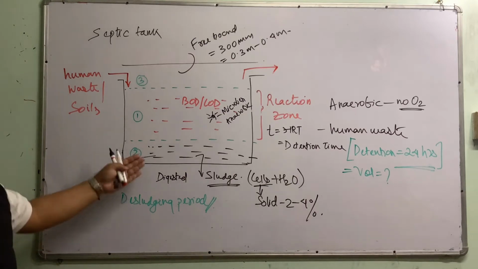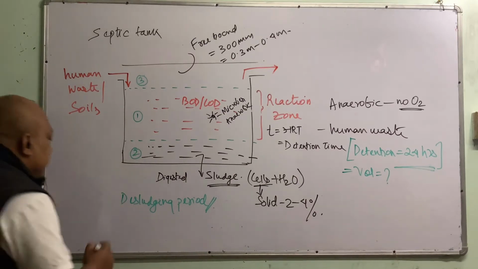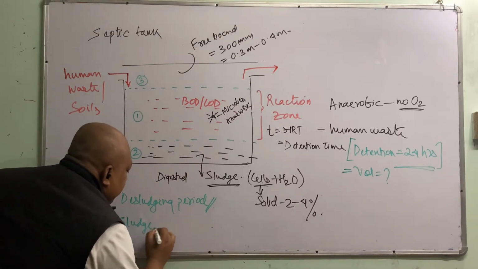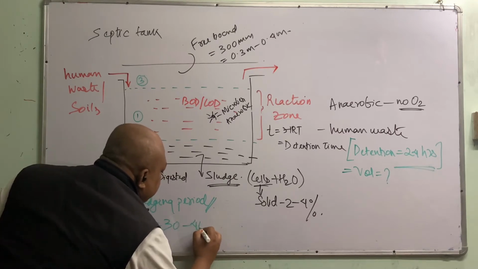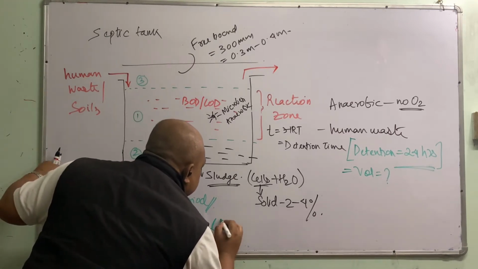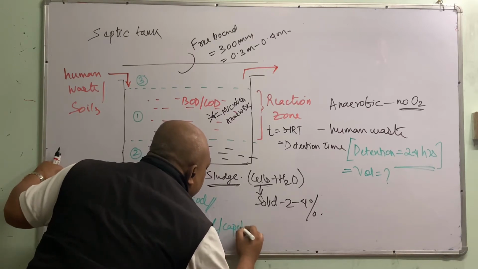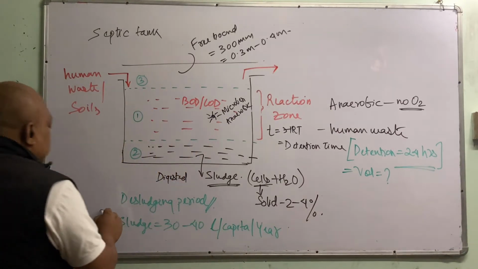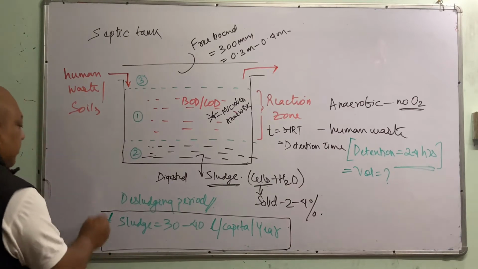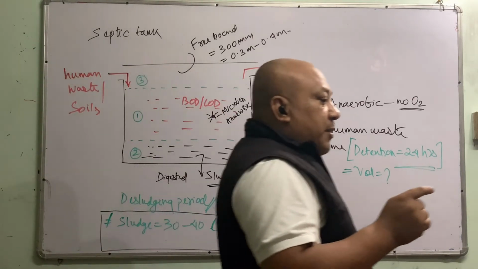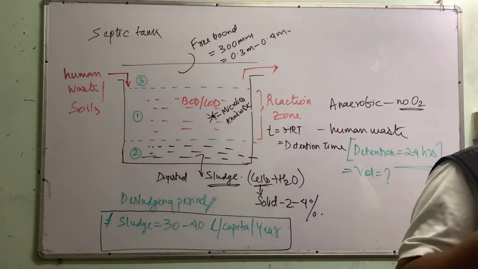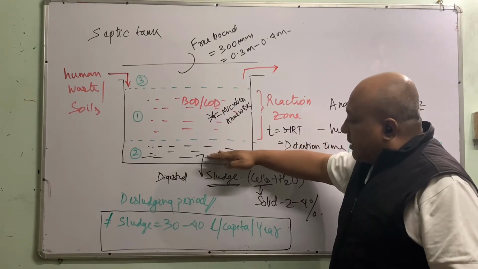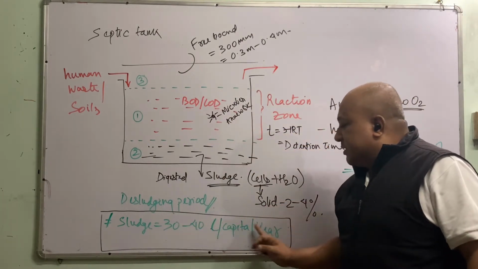But how do you know how much sludge is coming? It is maintained that the sludge is around 30 to 40 liters per capita per year. Please note it down. These are certain points which you have to note down. Every human who uses a toilet produces digested sludge, settled at the bottom, of around 30 to 40 liters in a year.